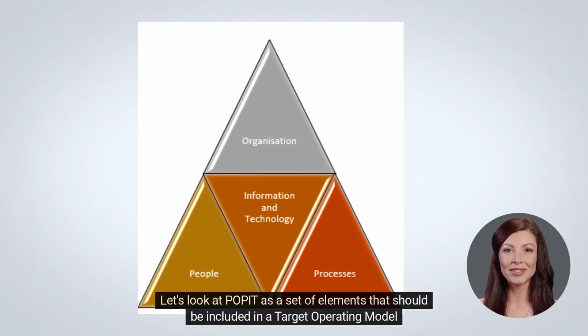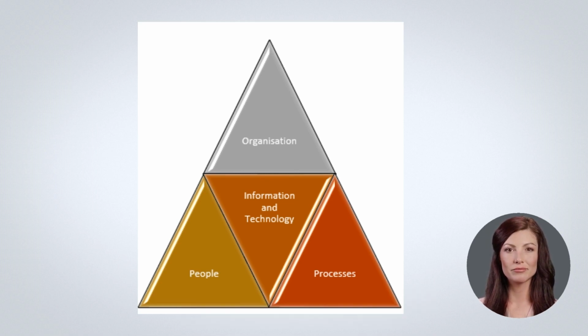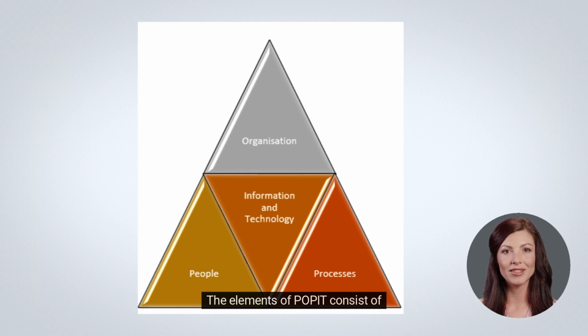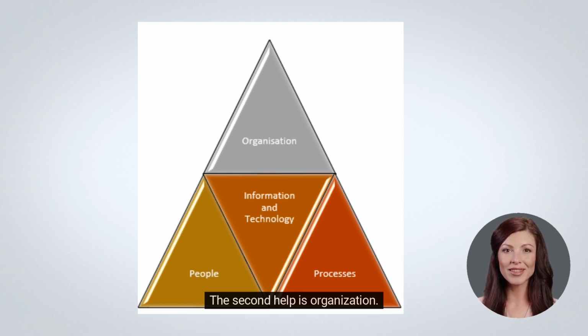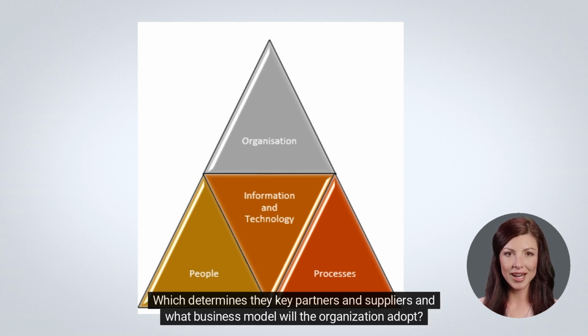Let's look at POPIT as a set of elements that should be included in a target operating model. The elements of POPIT consist of people, which indicate the skills and knowledge needed by the people and how they will communicate. The second is organization, which determines their key partners and suppliers and what business model the organization will adopt.